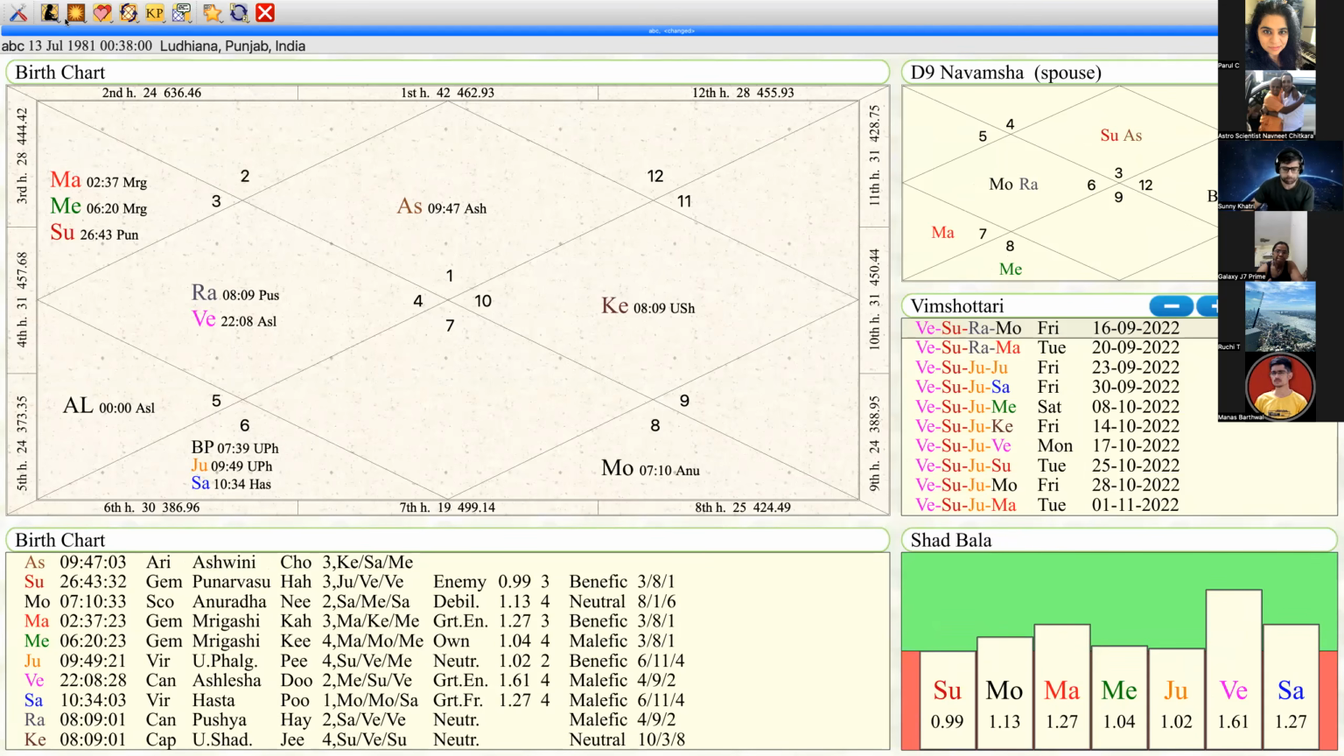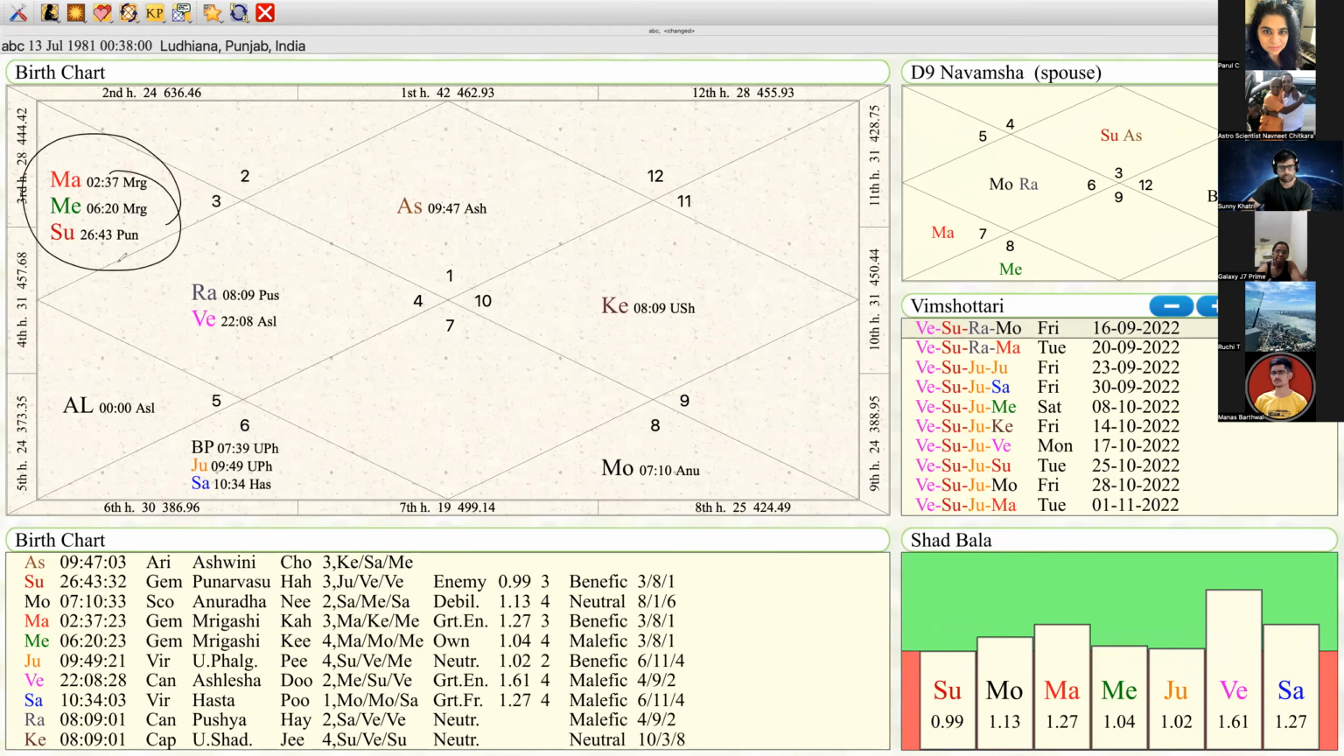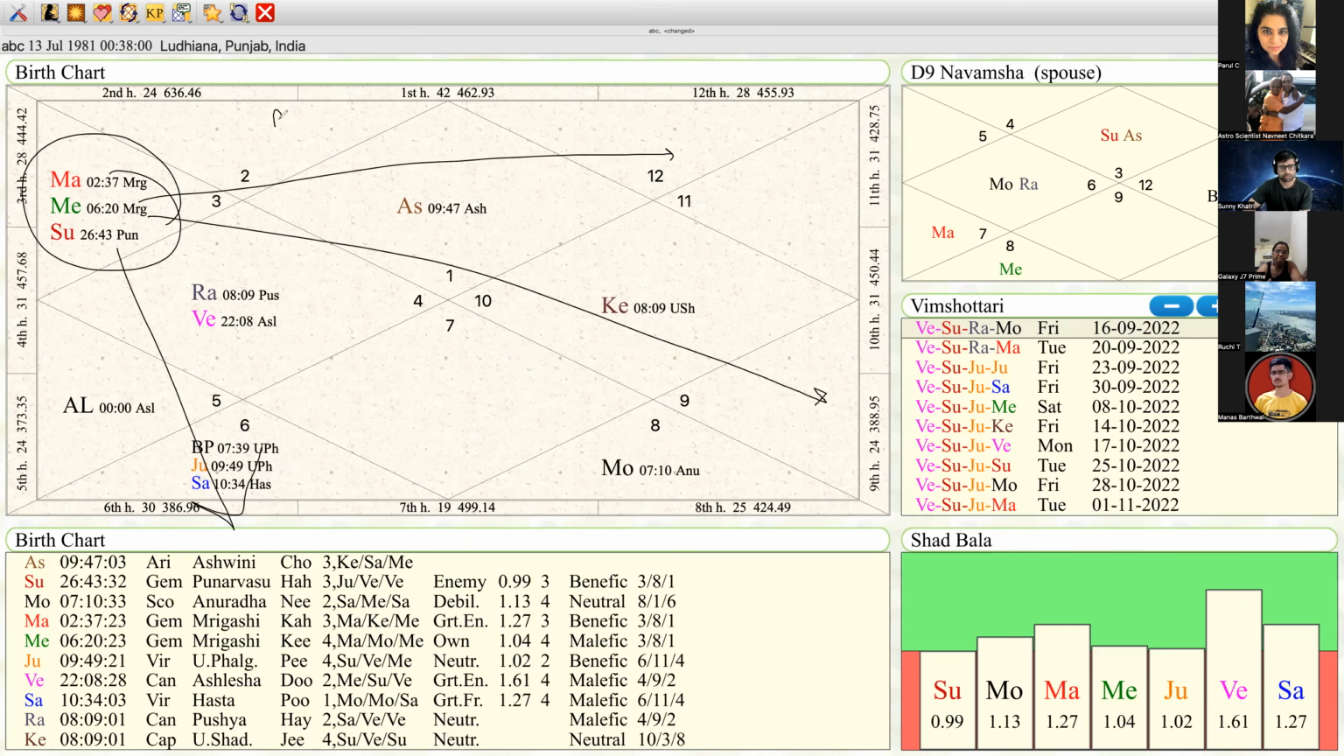So let's talk about Mangal, Mercury, and Surya, the planets in the third house. These three grahas, Mars, Mercury, and Surya, are aspecting the sixth house, the ninth house, and the 12th house through Rashi Drishti. Yes or no?